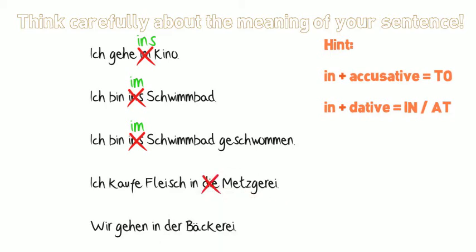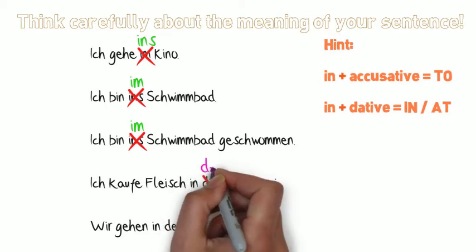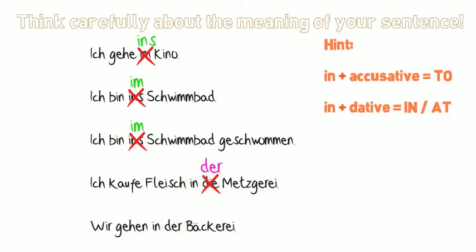In the fourth one, we're saying I buy meat to the butcher shop. We mean at, so change the case from accusative to dative, and we're fine. The last sentence has the same problem, just backwards. We said at when we meant to, so we changed to the accusative case to solve the problem. Instead of saying, we go at the bakery, we are now saying, we go to the bakery.